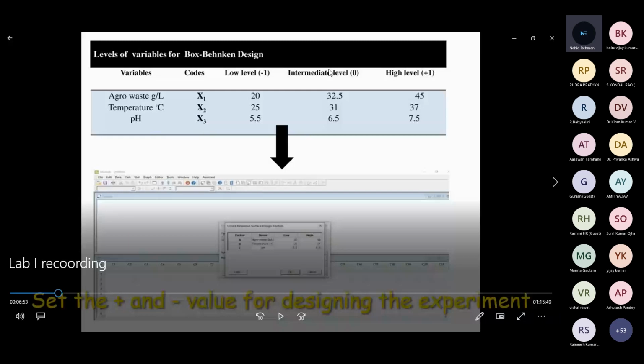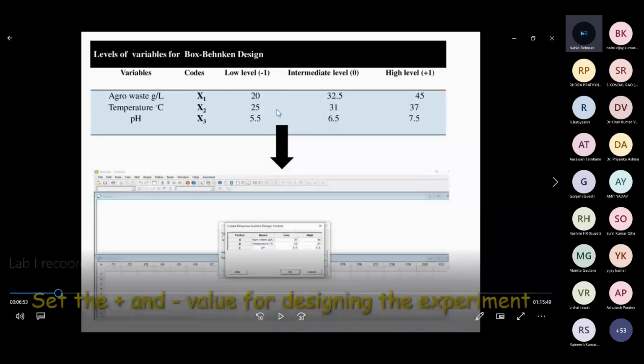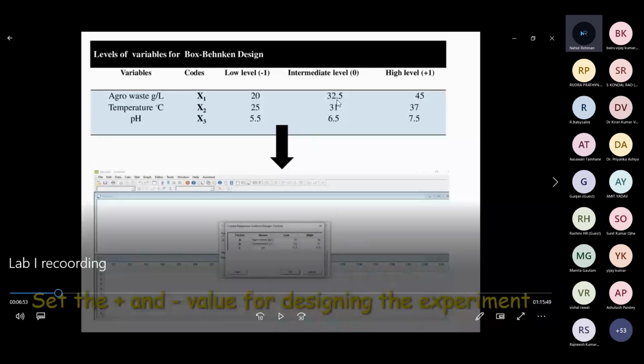For agro waste, the optimum intermediate level is considered as 32.5 gram per liter. At equal distance, there is a difference of 12.5, so the low level is kept at 20 and the plus 1 level is 45 gram per liter. Similarly, for temperature, 31 is kept as optimum, the low level is 25 and the high level is 37. pH can be kept at an intermediate of 6.5, with the low level at 5.5 and the high level at 7.5. So these are the levels which are chosen.